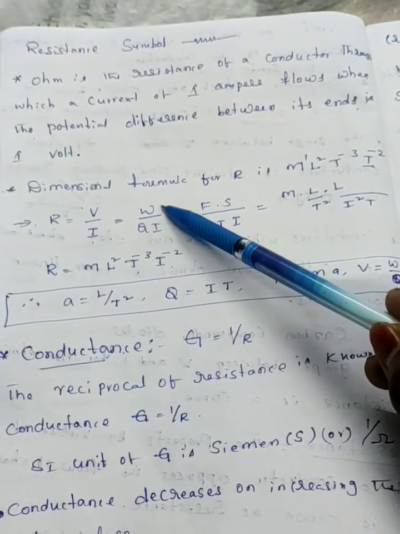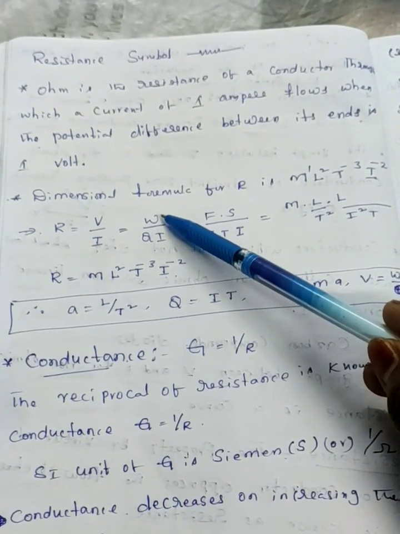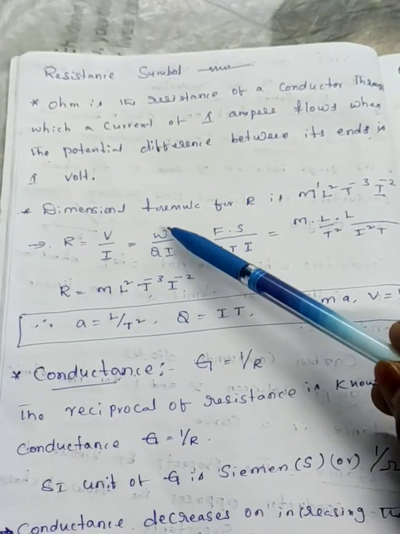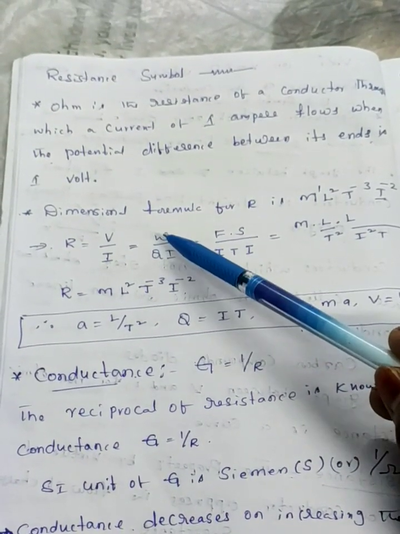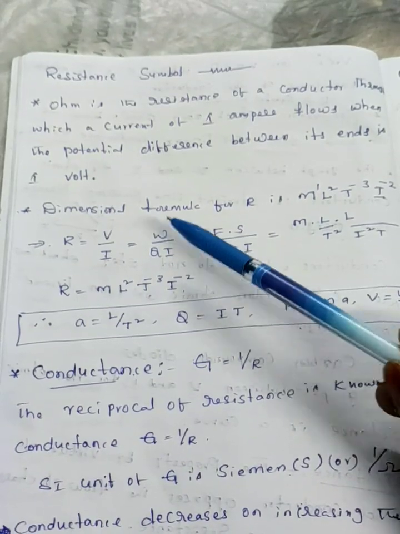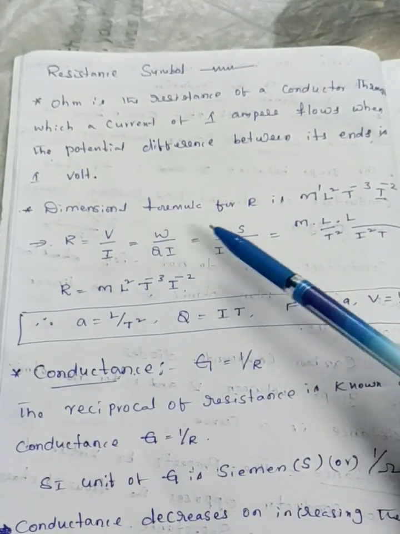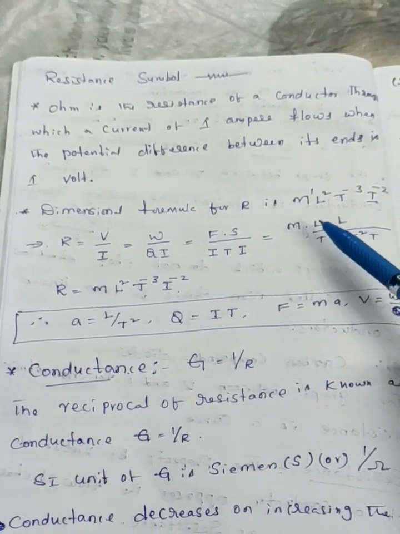Work done in bringing a charge from infinity to a point in the electric field is called electric potential, W by Q. Now W means work. Work is force into displacement. Force is equal to M into A.